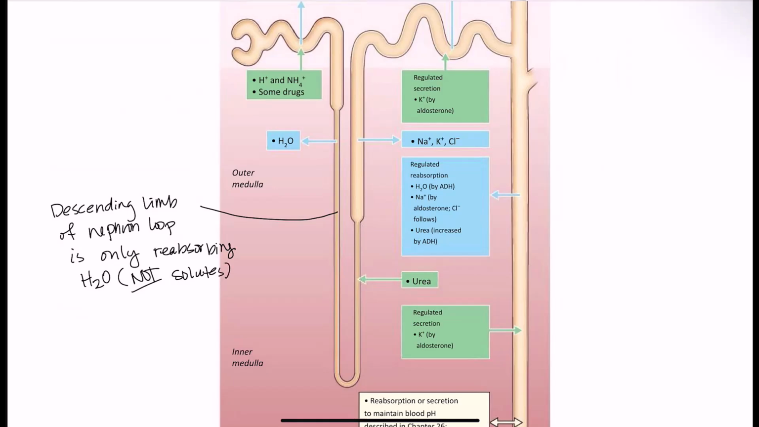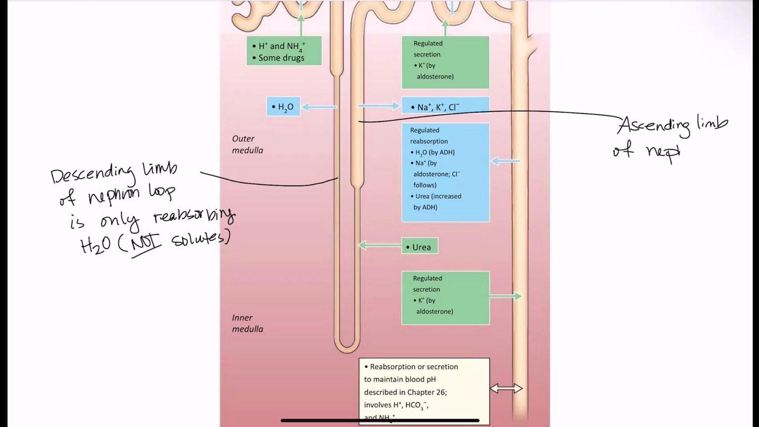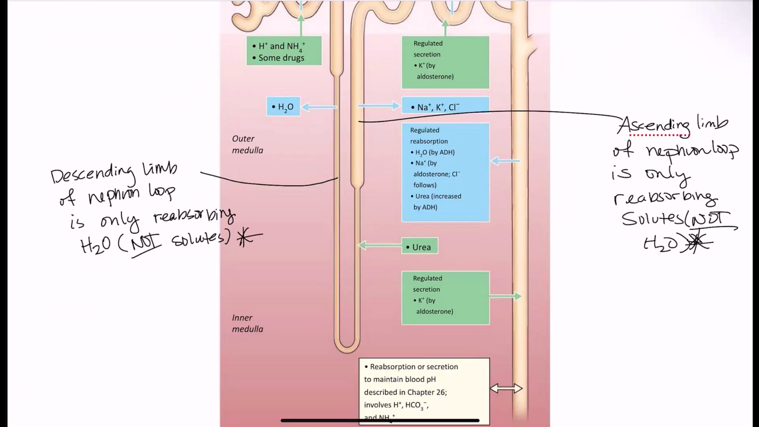The other thing that happens is that the ascending limb of the nephron loop is only reabsorbing solutes, not water. I'm going to put a star there because this is really important later. So star there and star here because we're going to talk about those later.